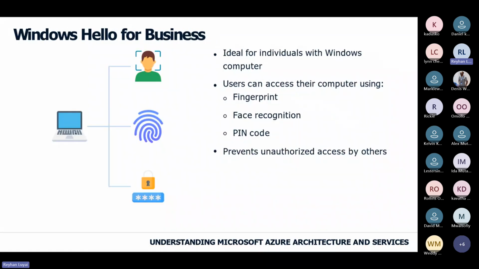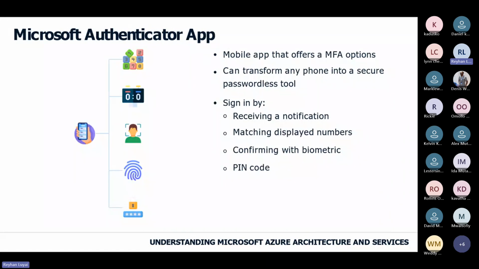The next one is the Microsoft Authenticator app. This is a mobile application that offers multi-factor authentication options, and it can transform any iOS or Android phone into a secure passwordless tool. Users can sign in by receiving a notification on their phone, matching displayed numbers, or confirming with their biometrics, which as we said is a fingerprint or face, or with a PIN code.